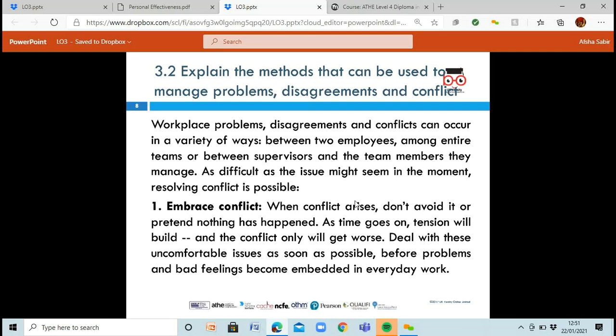So we've got something here called embrace conflict. By embrace means just take it on and say conflict is welcome. So when conflict arises, don't avoid it. Actually make sure that you deal with it. Because if you don't deal with it, the tension will build and the conflicts will normally just get worse.